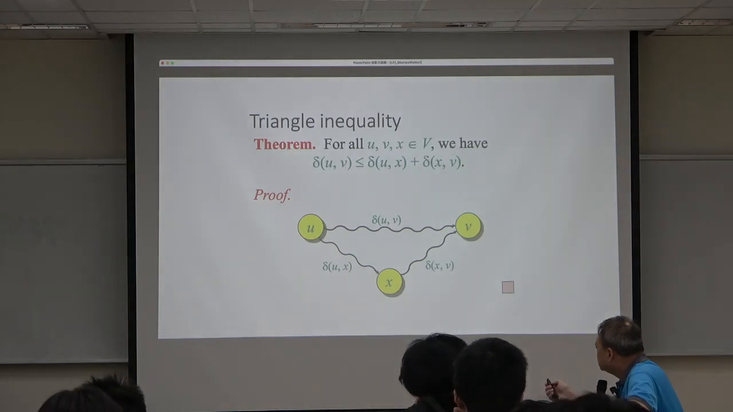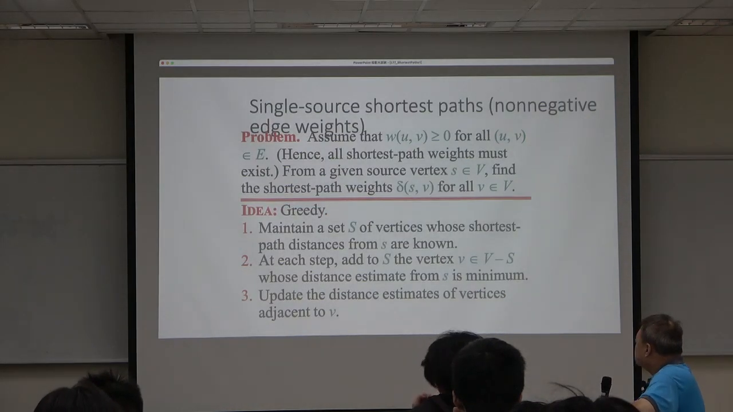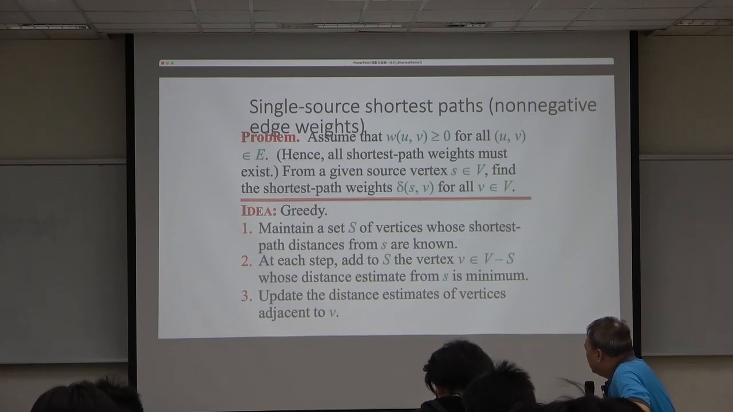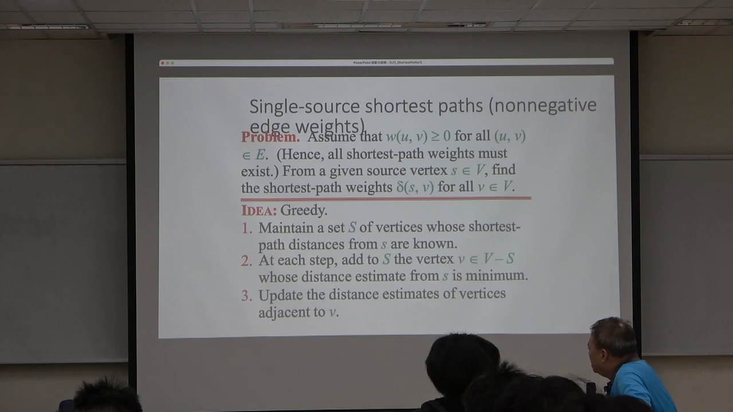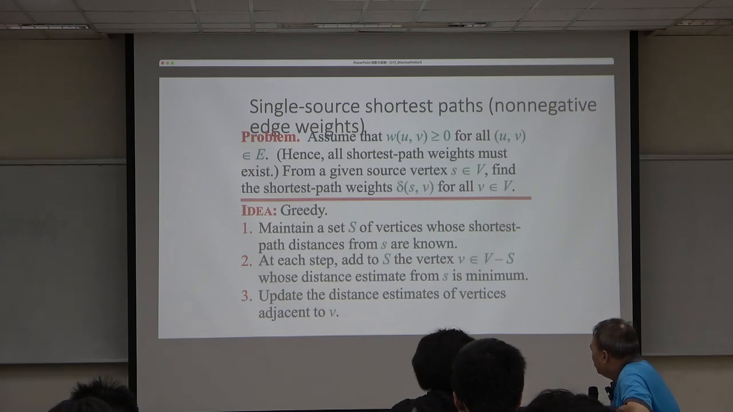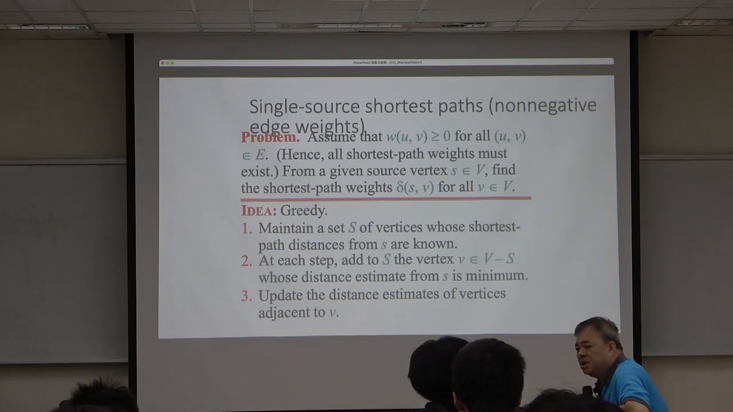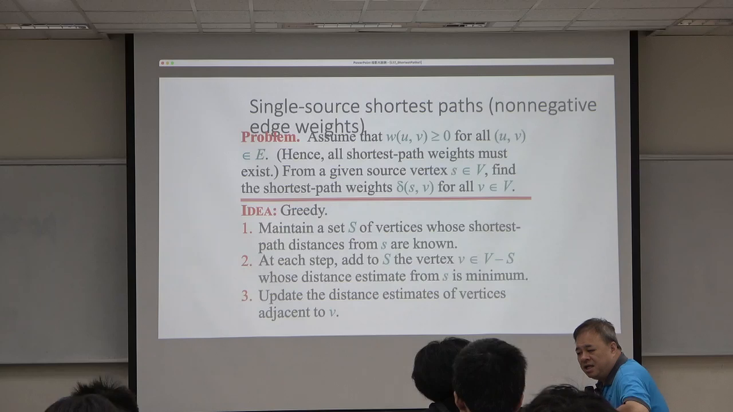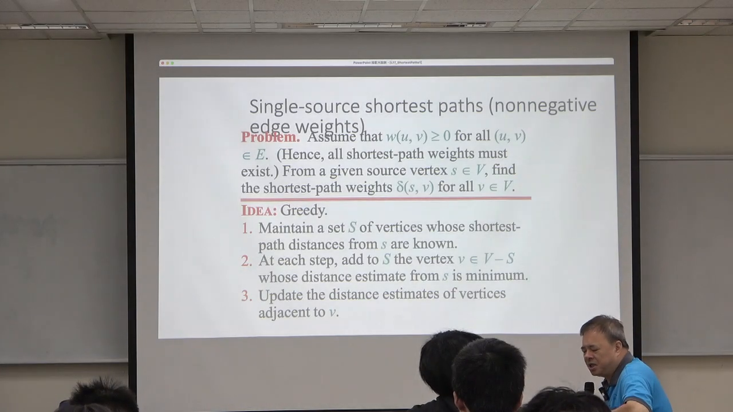Once you see optimal substructure, as I said, there are two possibilities. One is dynamic programming, one is the greedy algorithm. In this case, we are talking about the greedy algorithm. But we need to first talk about the problem. Let's define the problem more carefully here.